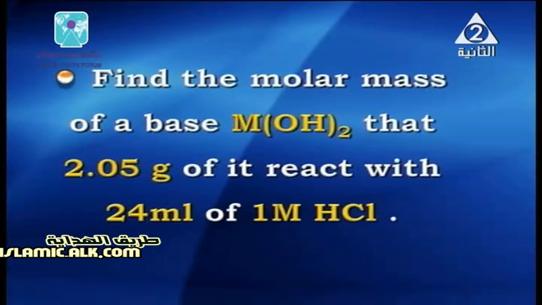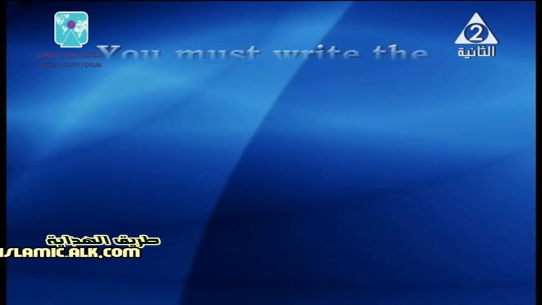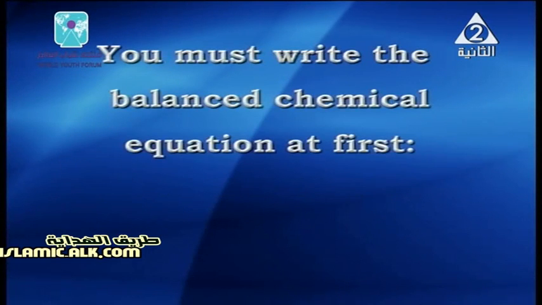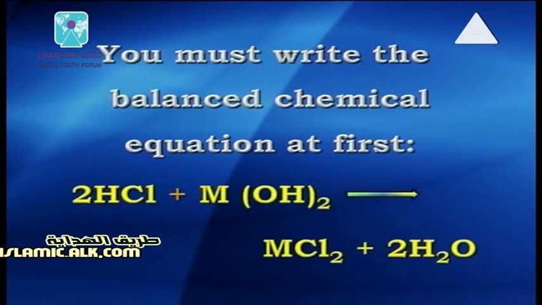Find the molar mass of a base M(OH)2, if 2.05 gram of it reacts with 24 milliliter of 1 molar hydrochloric acid. Solution: you must write the balanced chemical equation at first. 2HCl plus M(OH)2 gives MCl2 plus 2H2O, as the screen shows.